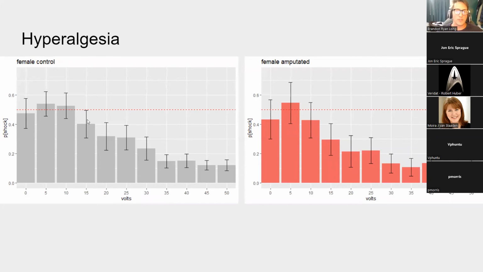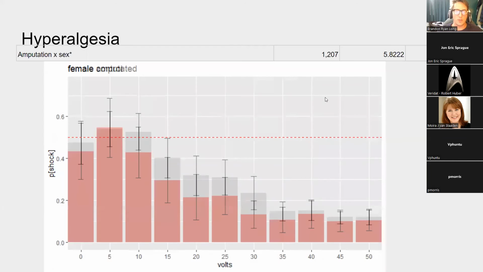Same thing for the females. The controls over here, we have the amputated here. When we overlay them, we can see that at every voltage past the painful voltage here, there's going to be a difference between the controls and the amputated. The amputated are going to prefer the non-shock side much more than the controls.